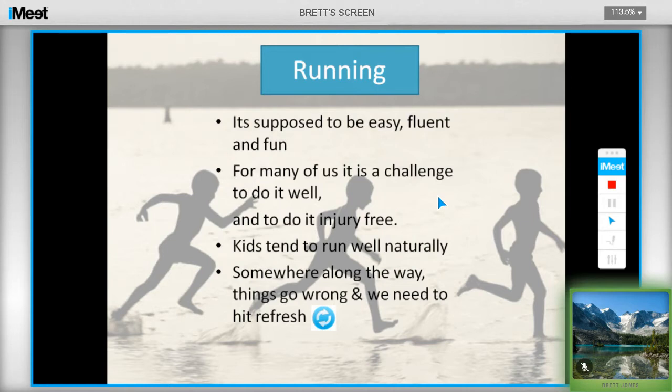Kids tend to run all day and they run well naturally, but often somewhere along the way things go wrong and we need to find a refresh button and hit that in order to recorrect and reset ourselves so that we can run naturally, efficiently and effectively. And we're going to talk about some of those strategies today.